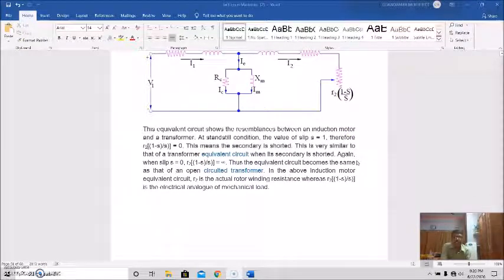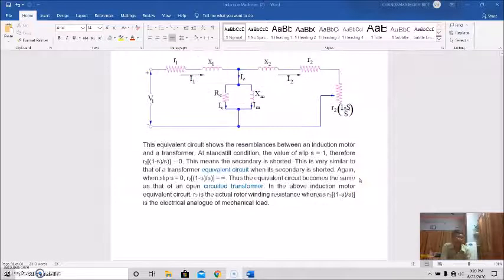So this equivalent circuit shows the resemblance between an induction motor and the transformer, because you know, at standstill condition, what is the value of the slip S? At standstill condition, rotor speed is 0. So slip will be how much? It will be (ns minus 0) by ns, so it will be ns by ns. Therefore, at standstill condition, slip is 1.